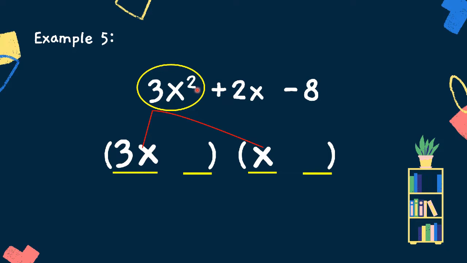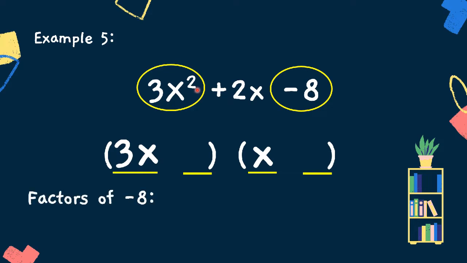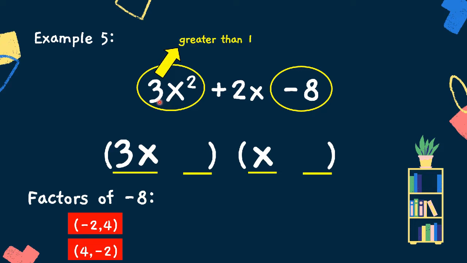Next, after looking at the factors of your first term, this time we will look for the factors of our third term, which is negative 8. The factors of negative 8 are negative 2 and positive 4, or 4 and negative 2. Take note that our leading coefficient, which is 3, is greater than 1. So the process of looking at the middle or the missing terms or factors here is not the same as in our previous examples. So here, we will consider the swapping of factors.